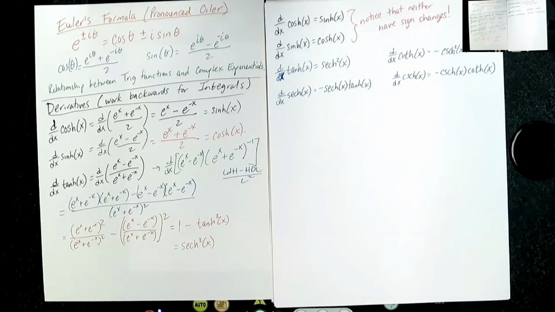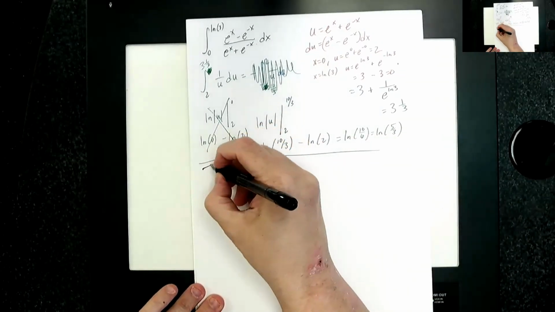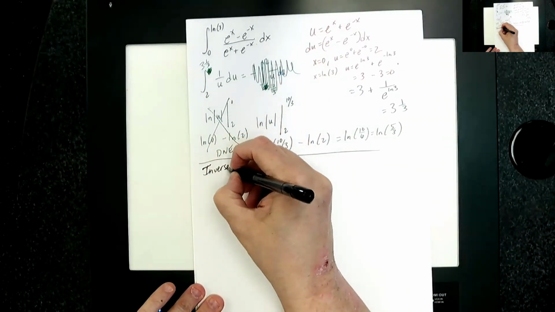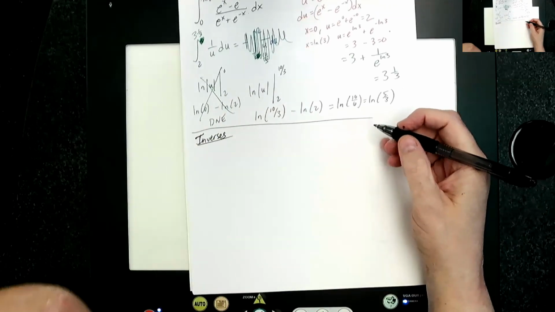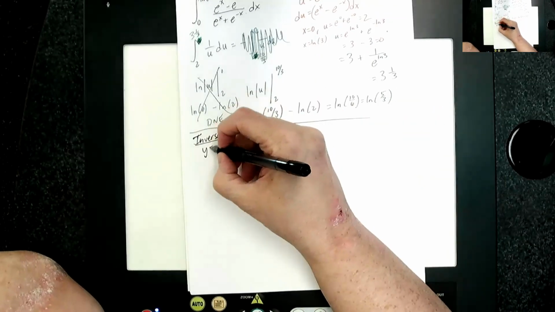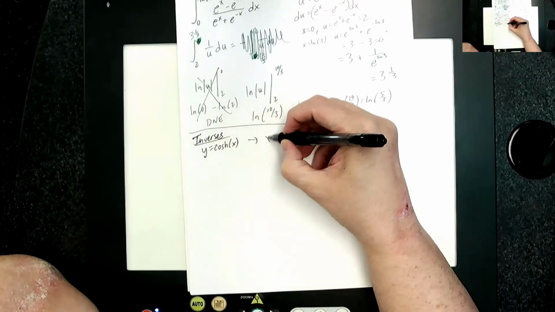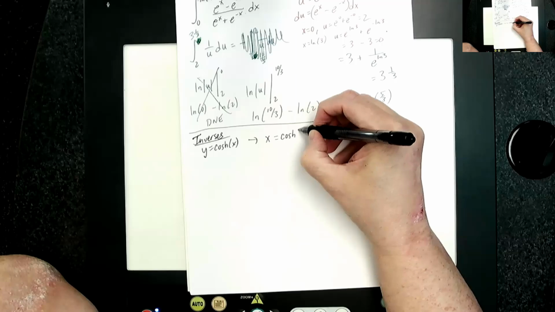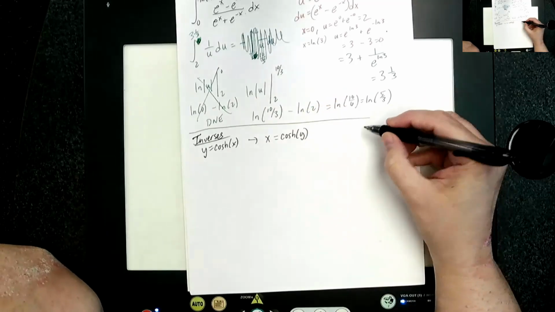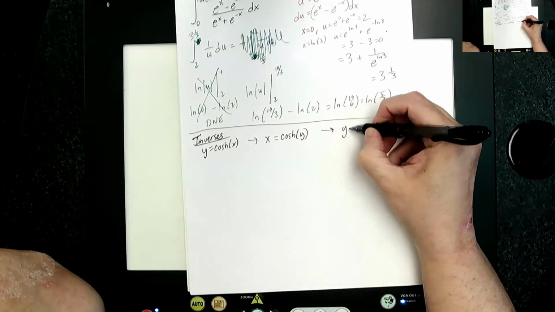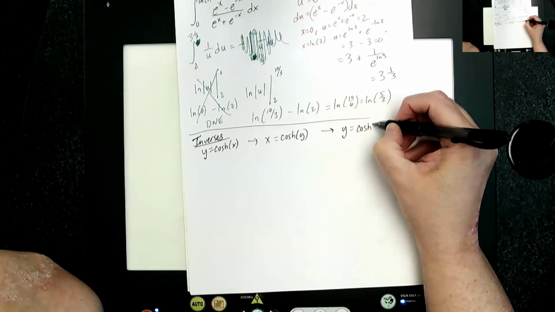Those are your basic 6. And you can always integrate to go the other way. So like if we have y equals cosh x and we do the inverse, we swap the letters, right? That's how we find inverse functions. And I could write this as y equals cosh inverse x.